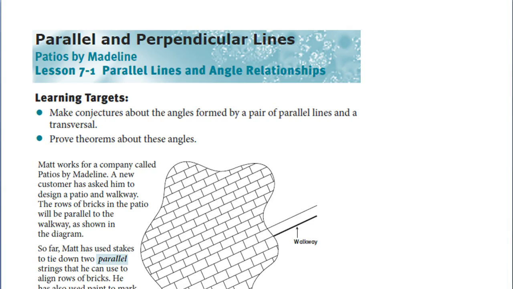This video is for lesson 7-1, parallel lines and angle relationships. The learning goals are to make conjectures about the angles formed by a pair of parallel lines and a transversal line, and then we'll prove theorems about these angles.